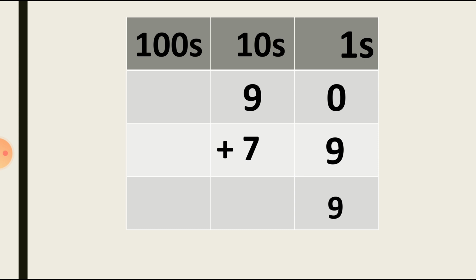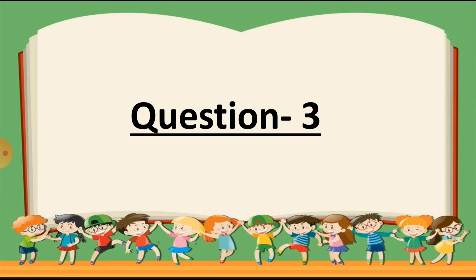So the answer 16 will come. So we can write down number 6 under the tens column. Here you can see, the one number will move to the hundreds column, and this way you can write down the answer, 169. Next one, the question number 3 of this exercise, students.